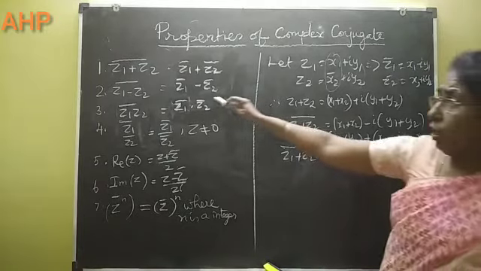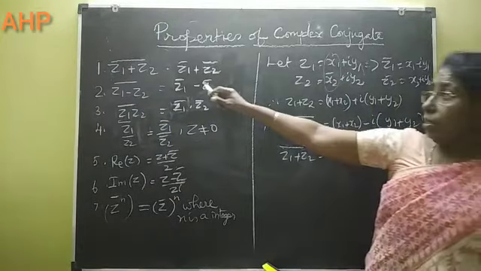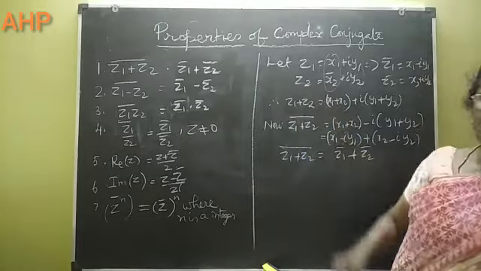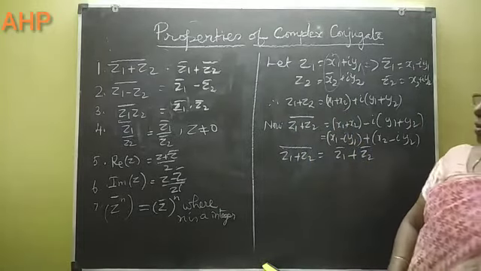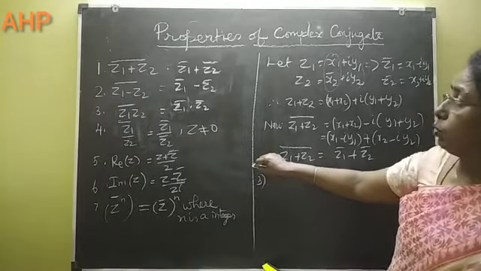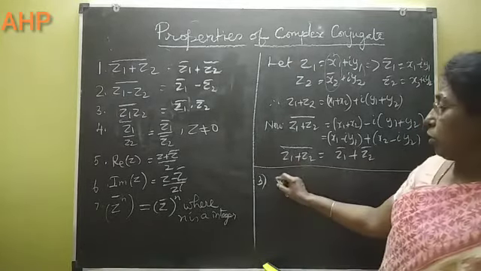Similarly, we can prove z1 minus z2 the whole bar is equal to z1 bar minus z2 bar by subtracting one from the other. The third property, z1 z2 the whole bar. First let's find out the multiplication.